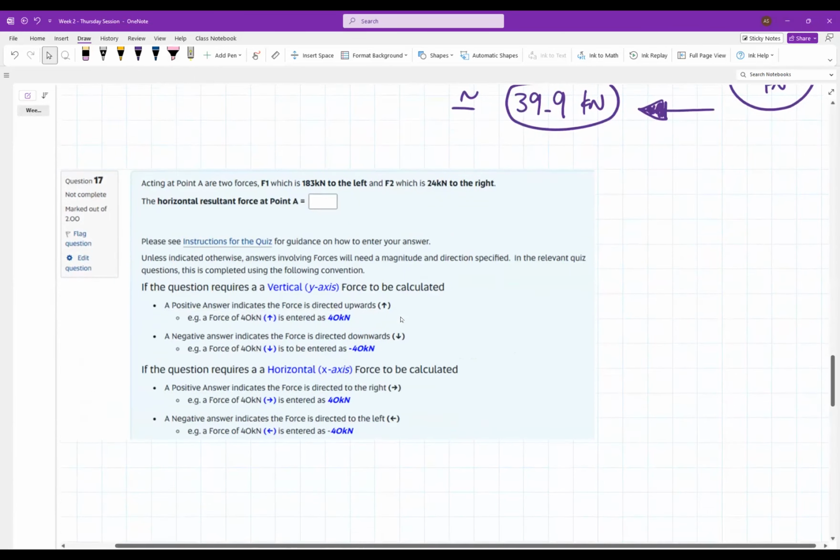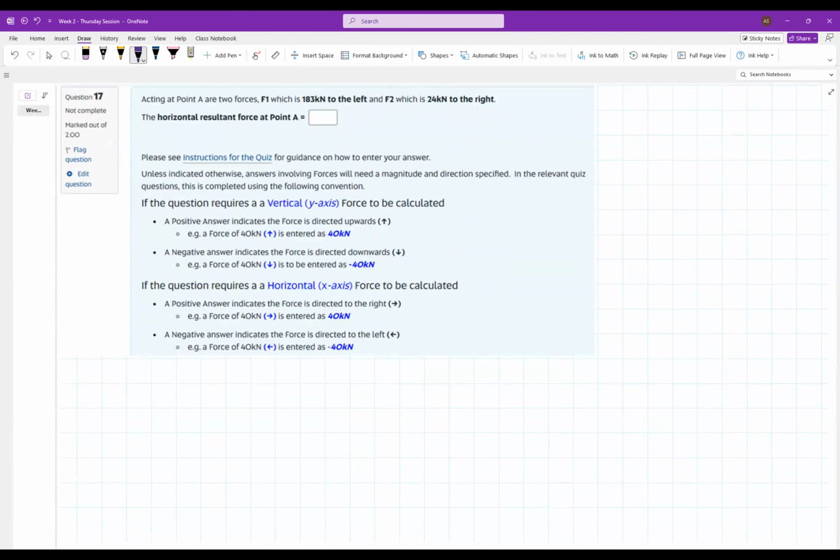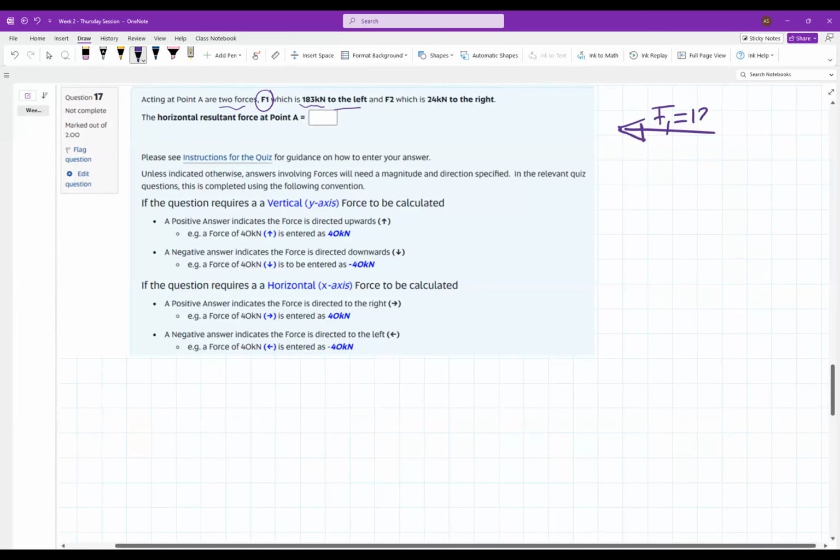Okay, so I have another question, but this one is for equilibrium or stability. It is a very simple one, but let's have a quick look at it. What is the requirement of this question? Acting at point A are two forces, F1 equal to 183 kilonewton to the left. So if I interpret this, we have one force, F1 equal to 183 to the left, and F2, which is 24 kilonewton acting to the right. Another force, F2 equal to 24 to the right.